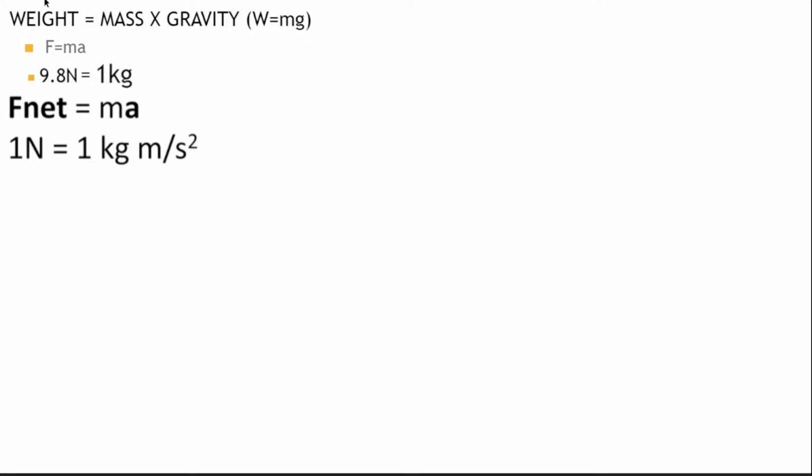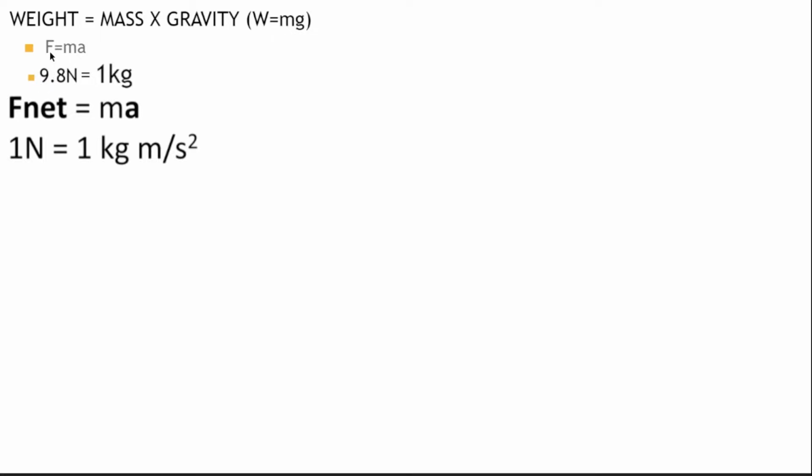The formula for weight, or what you are, let's say on planet Earth, is mass times gravity. So whatever your mass is times the gravity, which would just be 9.8. And so it would look more like this: your force is equal to your mass times acceleration. This could work for horizontal, vertical, either direction.